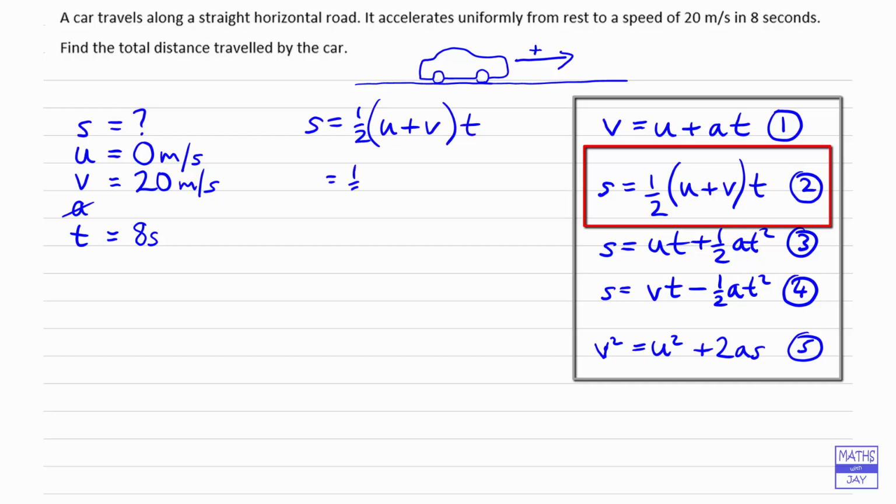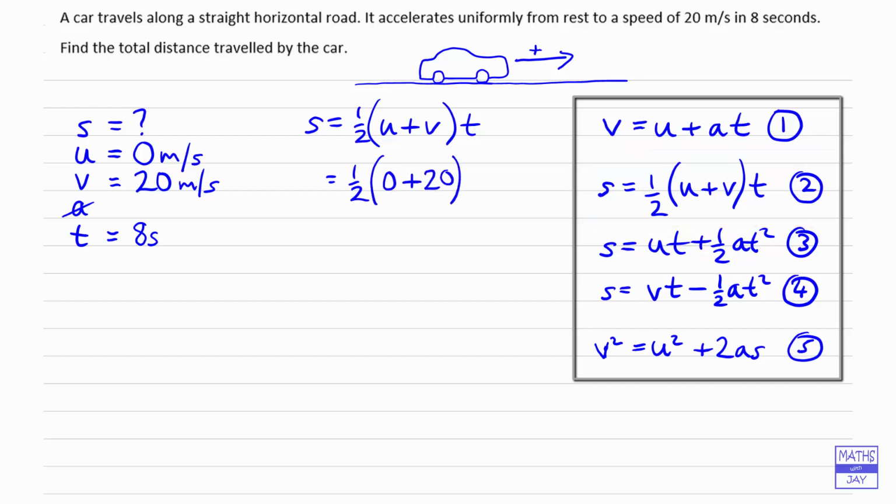So we can now substitute in the values that we're given. So 0 plus 20, and then we're multiplying by the time, so we're multiplying by 8. So we've got 1/2 times 20 times 8. So 1/2 of 160 is 80 meters. So the car travels 80 meters.